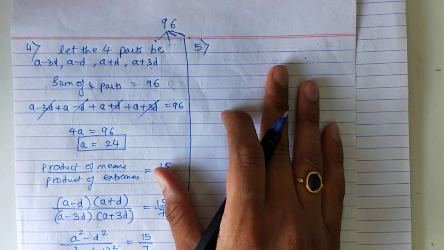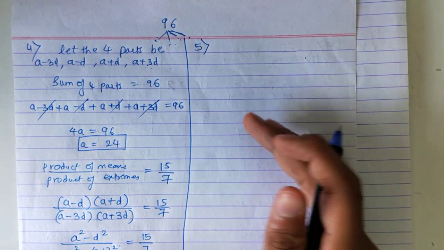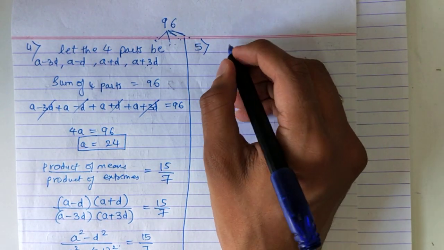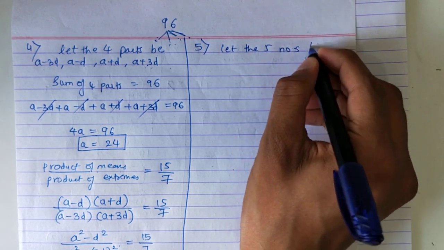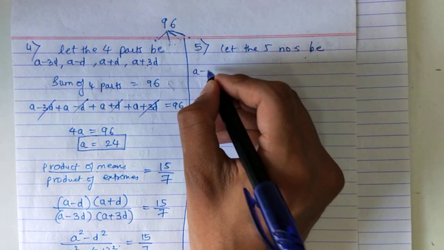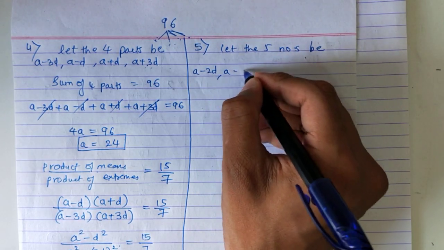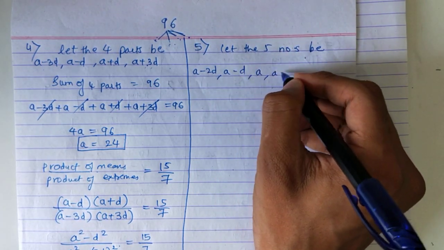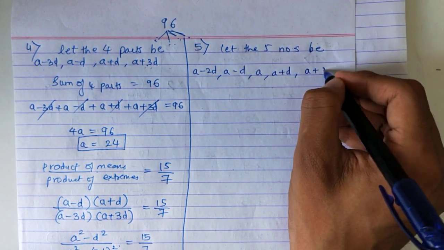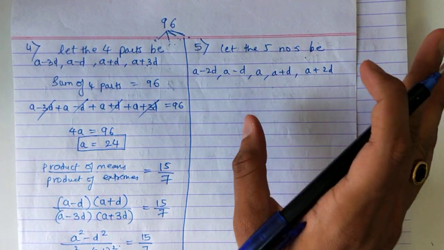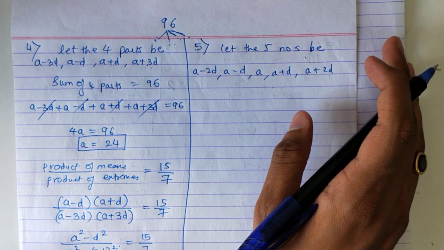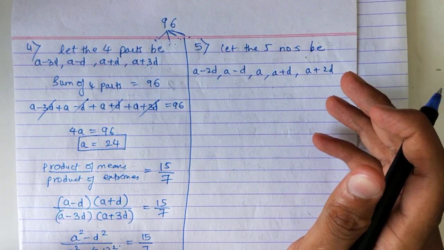Fifth sum. Find 5 numbers which are in AP. 5 numbers means let the 5 numbers be, if there are 5 numbers, you take it like this: a minus 2d, a minus d, a, a plus d, a plus 2d. When there are 5 numbers, you take it like this. I have told you. You have to learn them. Whose sum is 12 and a half.